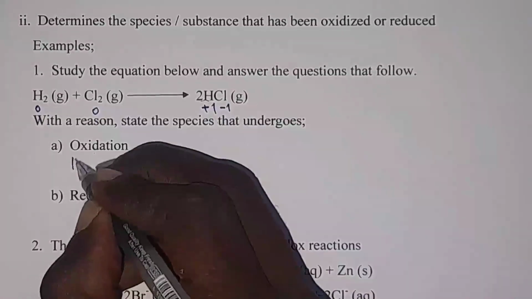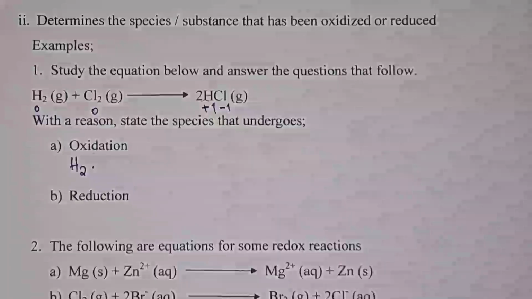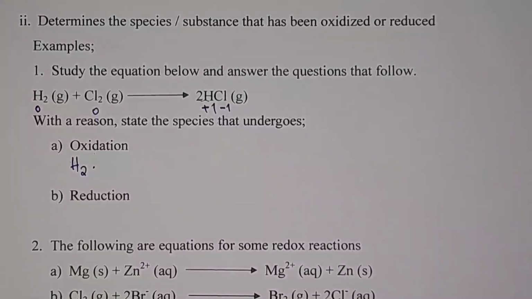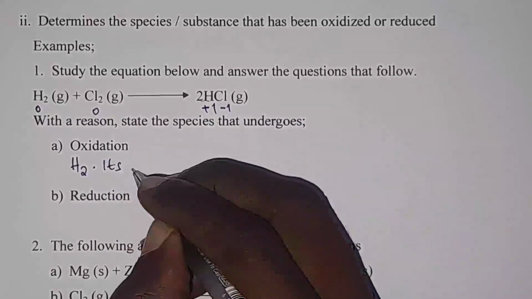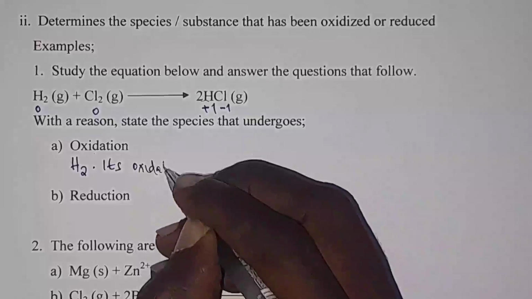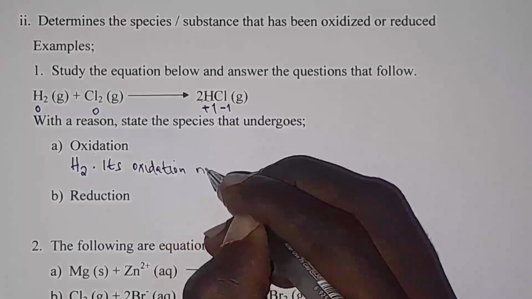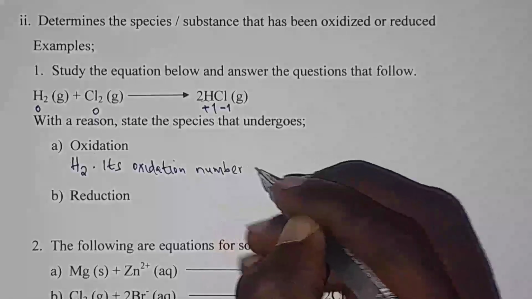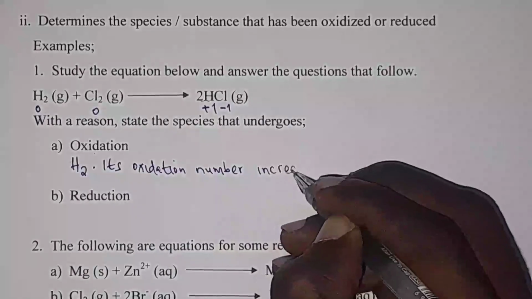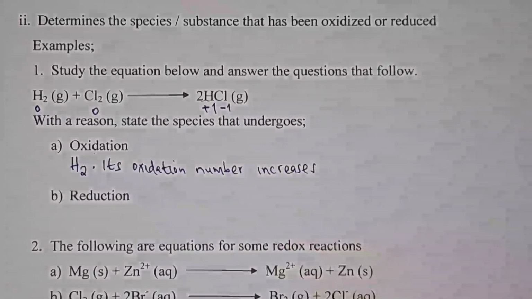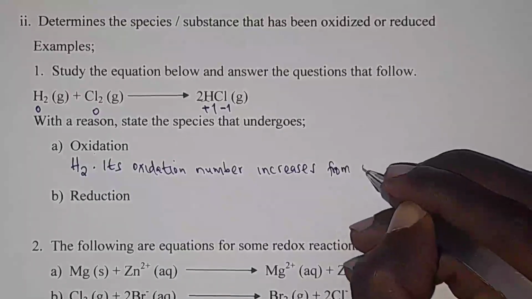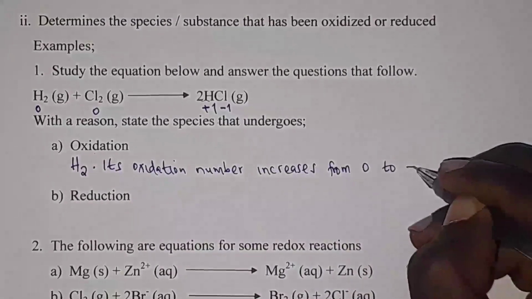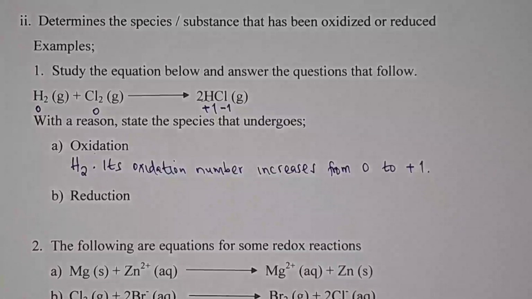So we're going to say here hydrogen gas. We can write hydrogen like that, and the reason we are going to say is, its oxidation number increases from 0 to +1, full stop.